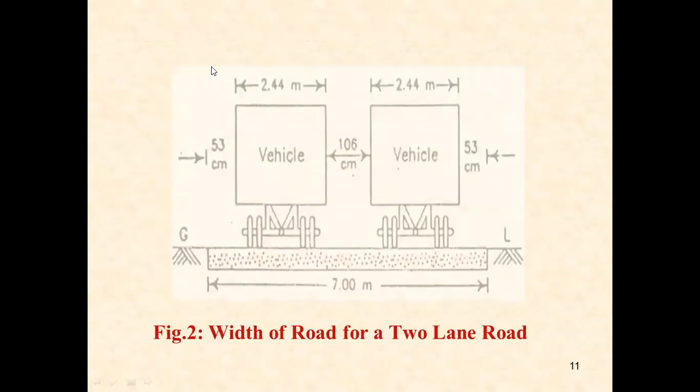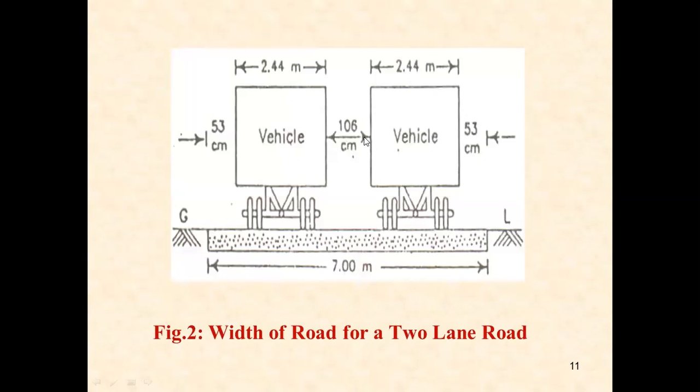Now we can see 53, 53, 106. The distance between the vehicles is 106 centimeters, and the clearance at the outside is 53 centimeters on each side. The width of the vehicle is 2.44 meters each. Altogether, the 2 lane road will have a width of 7 meters. So 7 meters is designed based on the clearances as well as the width of the vehicle.